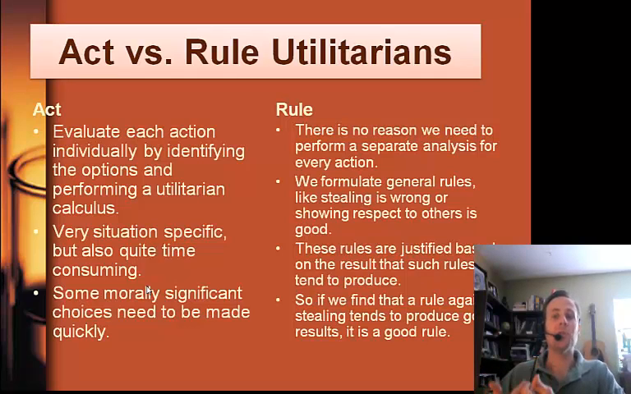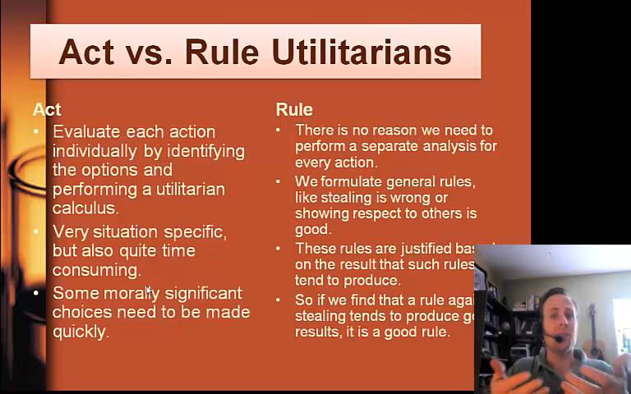Right? That is, we produce some sort of a rule so that we don't have to do an analysis for each separate action. Rather, we come up with a general rule like stealing tends to produce more misery than happiness, so I don't steal. Or when I'm respectful to other people, it tends to produce more happiness than when I'm disrespectful to other people, so I treat people with respect. And these rules are justified based on the results that they produce. The rule tends to produce happiness, and so it's a good rule.